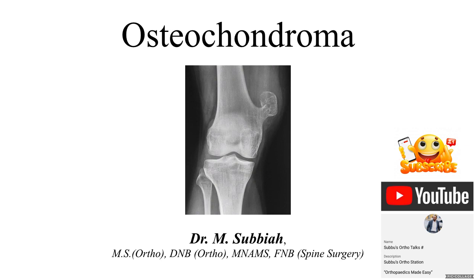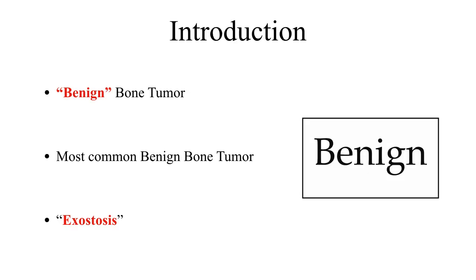Hi everyone, welcome back. The topic for today's discussion is osteochondroma, which is an important exam topic. The first word which you should remember when you're preparing for osteochondroma is the word benign. Yes, it is a benign bone tumor and it is also the most common benign bone tumor. The other name for osteochondroma is exostosis.